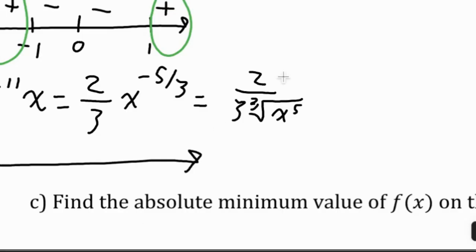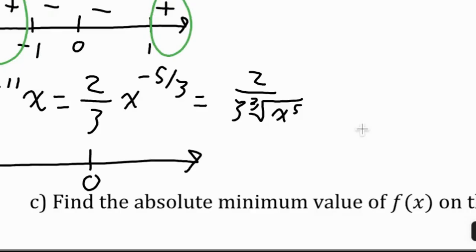So remember, a critical point is where the derivative is either equal to 0 or undefined. Because we have no x term in the numerator here, we know that it will never equal 0, but we do have an x term in the denominator, so it is going to be undefined somewhere, and that's where x is equal to 0. So we have a critical point for f at x equals 0.